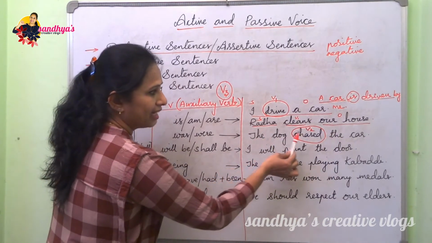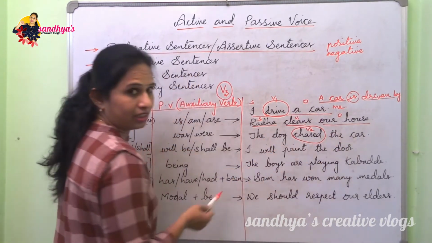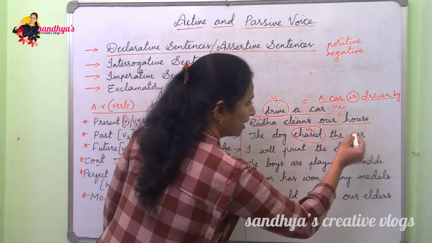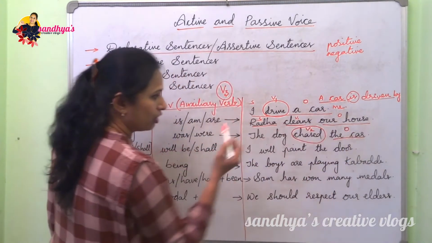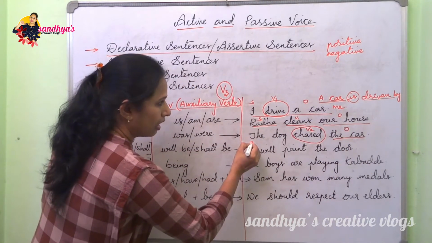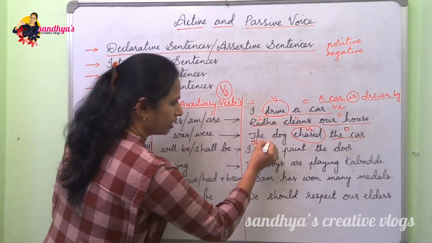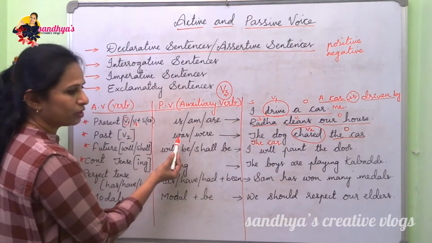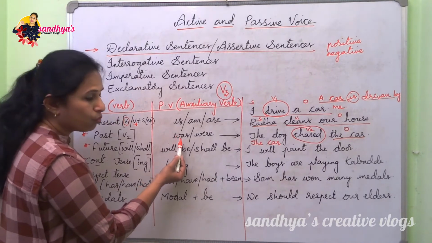Now, the dog chased the car. In this, the car is the object. It is singular. Now start with the car. The car. Now which would be suitable? It is was.